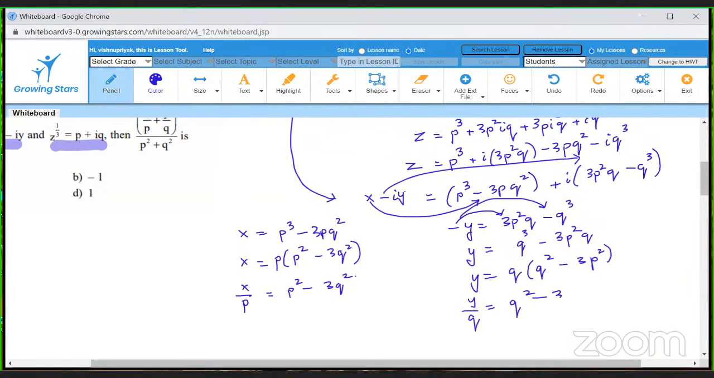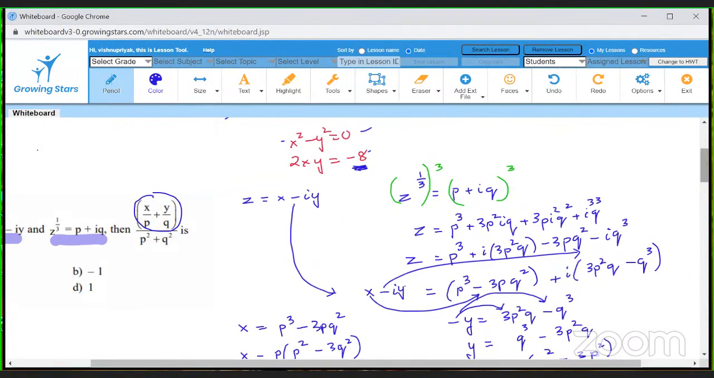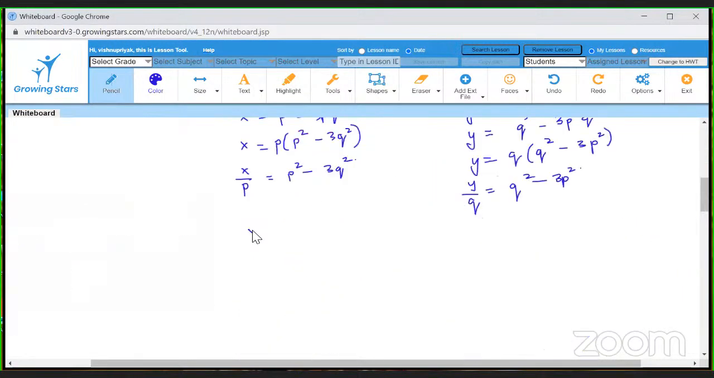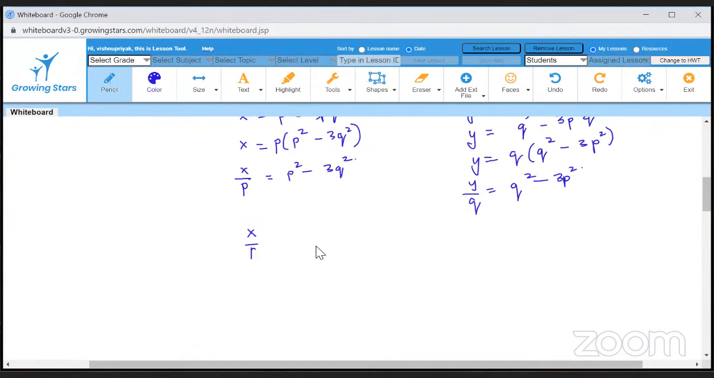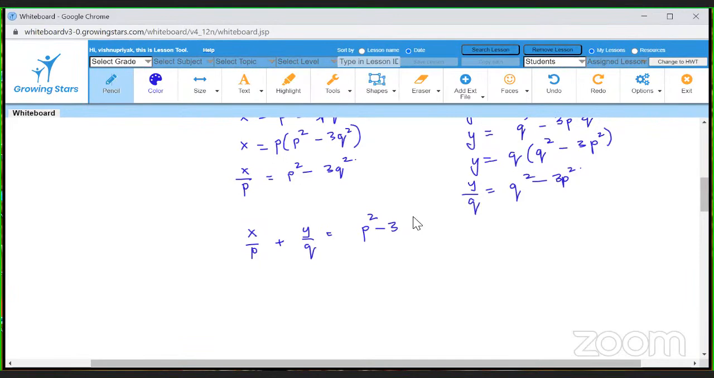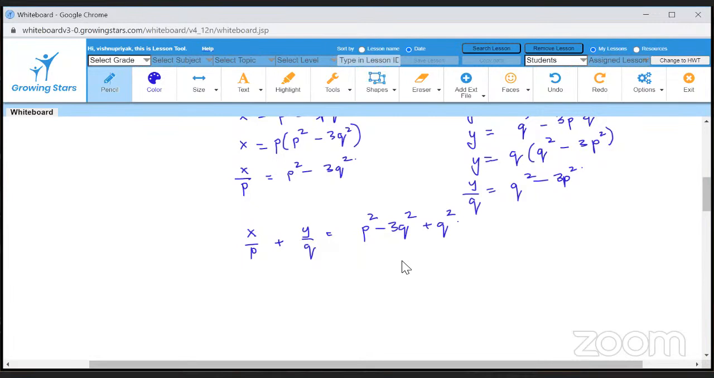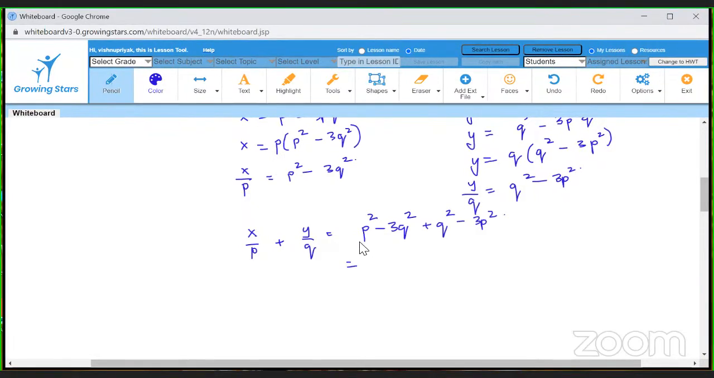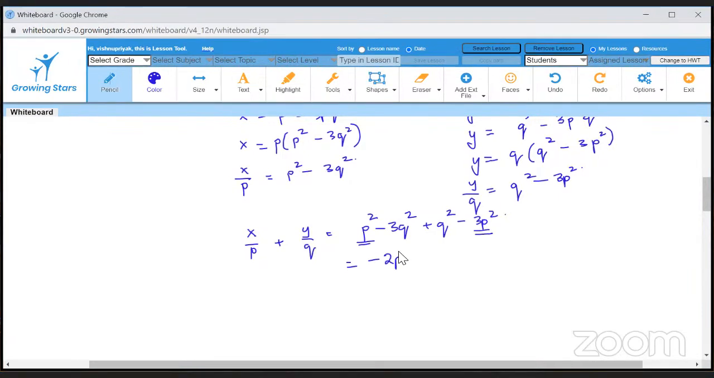Now in the question, if you see, x by p plus y by q is added. So I will add x by p and y by q. That means I'm adding p square minus 3q square and q square minus 3p square. So I will have p square minus 3p square, which is minus 2p square. Here minus 3q square plus q square is minus 2q square.